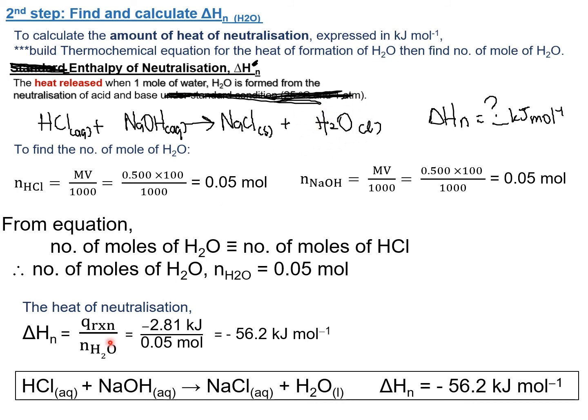Okay, so that means the number of moles has to be the number of moles of water. That's why you divide directly by the number of moles of water, because the definition already says heat released when 1 mole of water is formed. Okay, so directly the number of moles of water. Now, how can you find the number of moles of water? You can find it through the information given on HCl and NaOH. So you find the number of moles of HCl and the number of moles of NaOH.